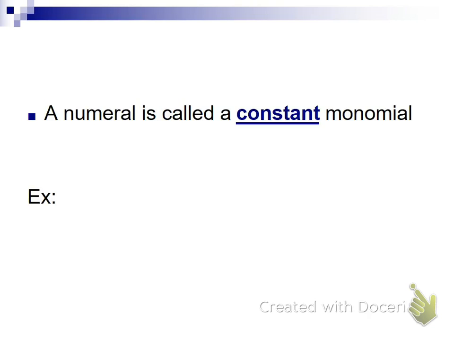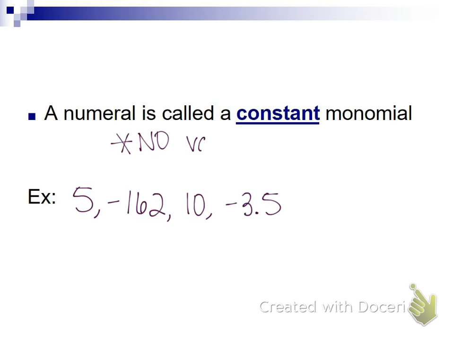Okay. A numeral is a constant monomial. So any of those examples that we had that were just a number without any variables there, those are constants, meaning they don't change. So the 5, the negative 162, is that what I had? I mean, it could be 10, negative 3.5. These are all considered constants. They don't have a variable. So if you want to add that note, you can. No variable.